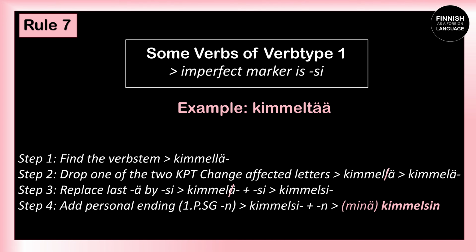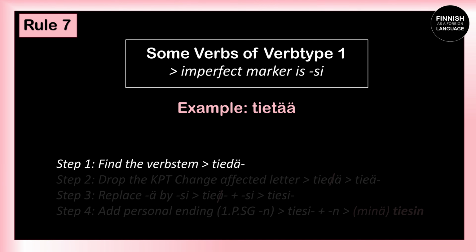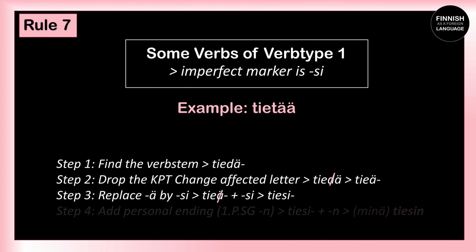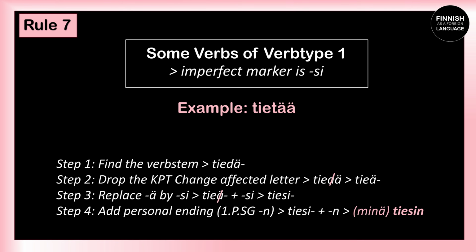And our last example for this rule is tietää, which means to know, and it is ending in a double vowel tä. So the first step again is finding the verb stem, which is tiedä. In the second step, we drop the KPT change affected letter. Here it is, t changes to d. So we remain with tie. And in our third step, we replace the ä by si. So that means we have tie plus si is tiesi. Now in our last step, we can add the personal ending. Again, let's take the first person singular and we have tiesi plus n is tiesin. Minä tiesin, which means I knew.